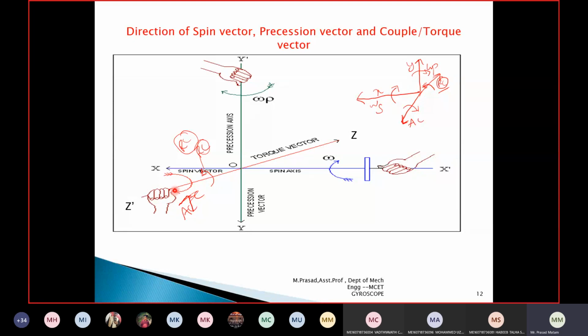You can see how your thumb is pointing, it is moving in this direction. If you see this precision vector, the thumb is pointing downwards. That's why I keep the arrow mark downwards. In the spin vector, my thumb is pointing towards the left hand side. That's why I keep the arrow on the left hand side. In this vector, the thumb is pointing in this direction, that's why I keep the arrow mark here.